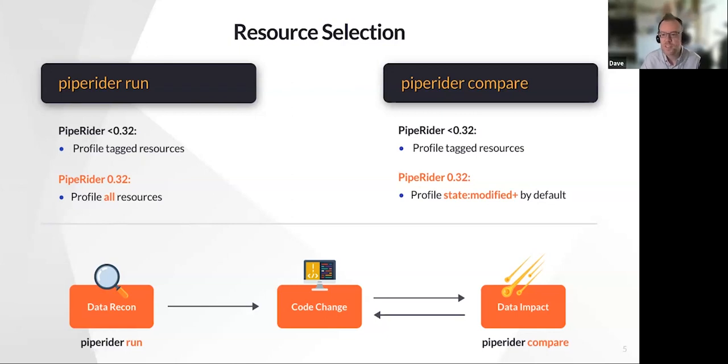To clarify that for new users, this fits with the use cases below here. You might think of PipeRider Run as the data reconnaissance tool, used for EDA and such. It's a way to understand more about your data set, what you're dealing with, through profiling. Then after making code changes, PipeRider Compare can be used to generate that impact report and data profile diff, including lineage diff, on two different states of the data based on those code changes. So we feel the behavior now is more logical, fits better within this journey, and it should make using PipeRider a lot more understandable for you. So that's a good change. I think we needed to make that.